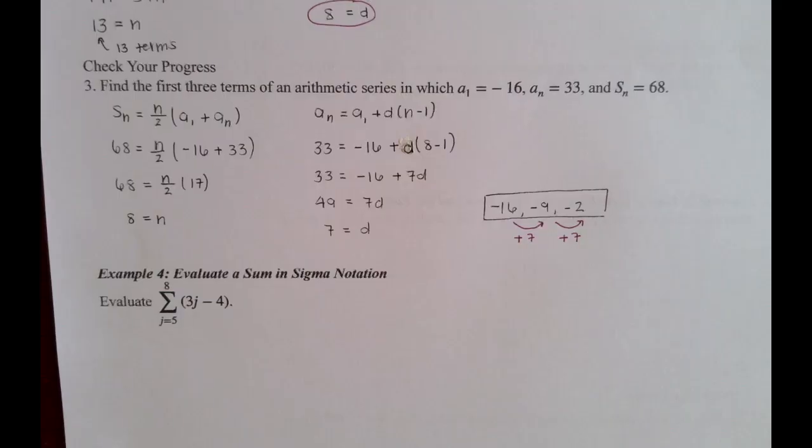You should have gotten negative 16 as your first term, negative 9 as your second term, and negative 2 for the third term. If you got that right, you can move on to our last example. If not, here is your explanation.